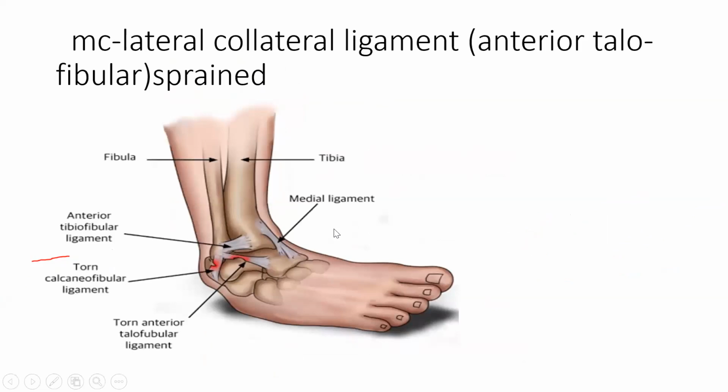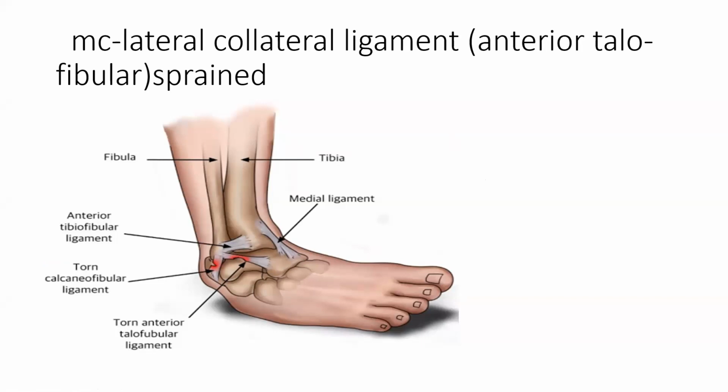Now this is the most common way of injury to the ankle, or sprain, as we sometimes call it. The most common injury is the inversion injury, where you invert your foot. Inversion means rotating the ankle and foot inward. So it is the inversion type of injury.